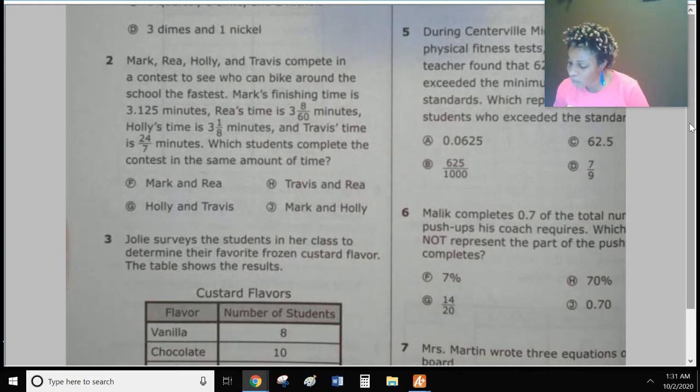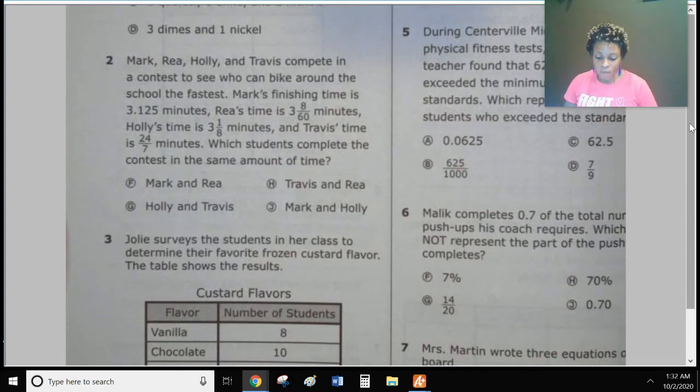Mark, Rhea, Holly, and Travis compete in a contest to see who can bike around the school the fastest. Mark's finishing time is 3 and 125 thousandths minutes. Rhea's time is 3 and 8/60 minutes. Holly's time is 3 and 1/8 minutes. And Travis's time is 24/7 minutes. Which students complete the contest in the same amount of time? Mark and Rhea, Travis and Rhea, Holly and Travis, Mark and Holly.